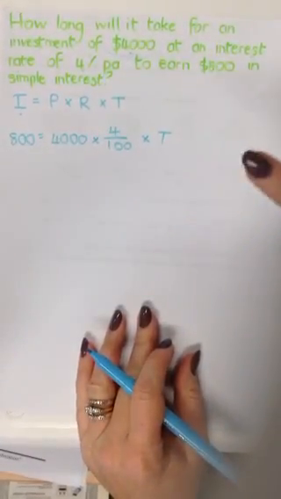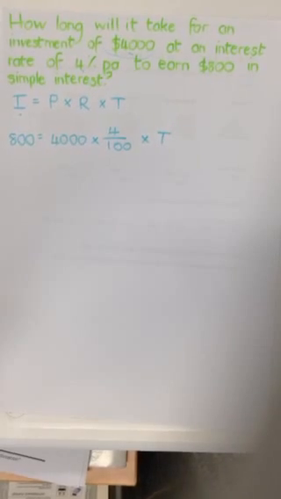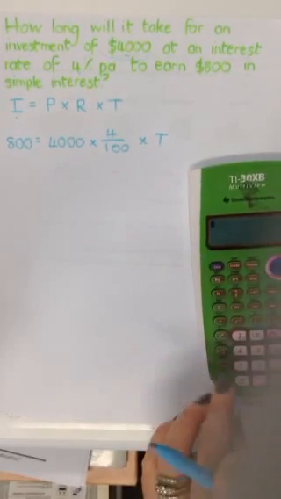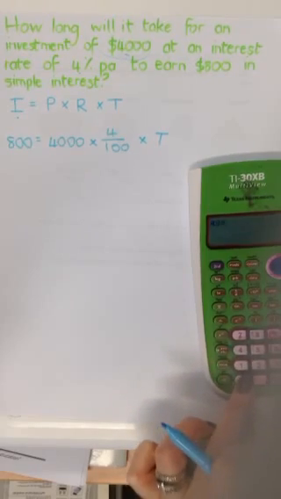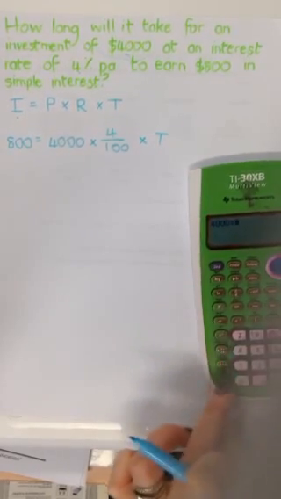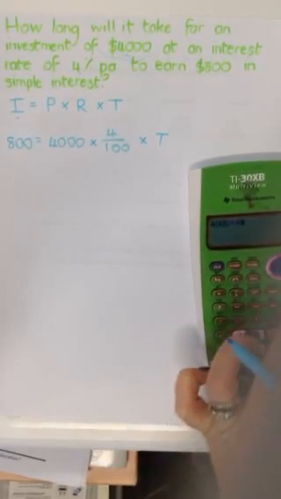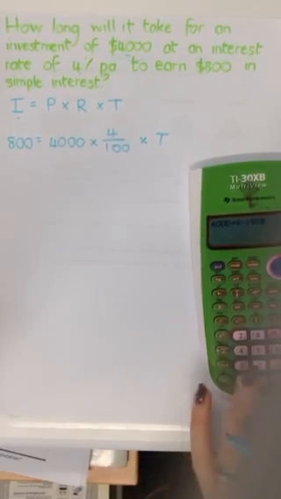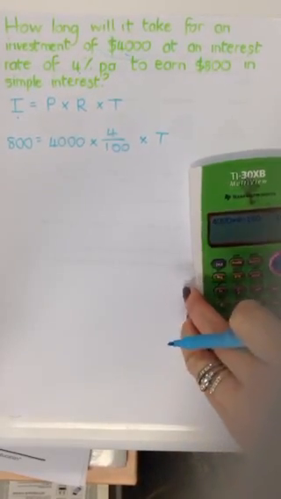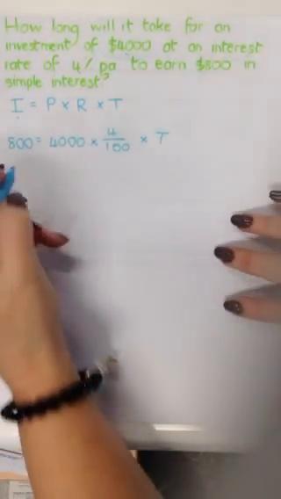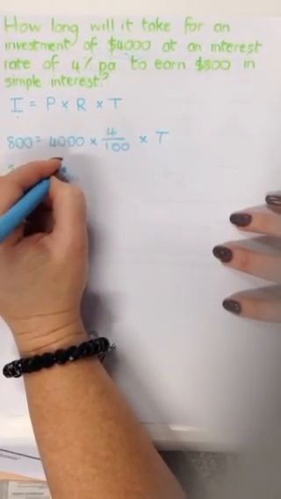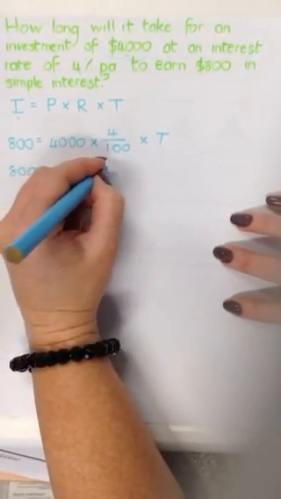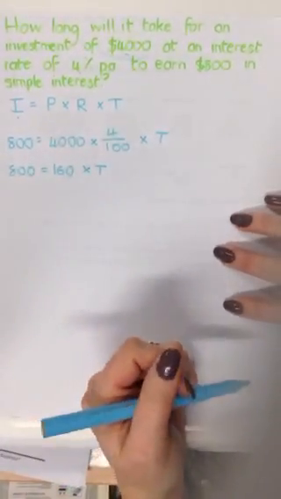All right. So let's do what calculation we can at the moment. So we go in our calculator, 4,000 times by 4 divided by 100, and we're left with 160. So what we do is we go 800 is equal to 160 times by T, because we still don't know what our T is. Okay?